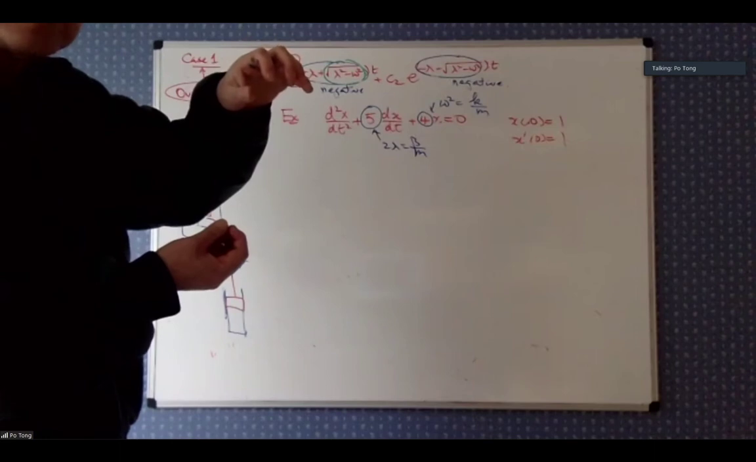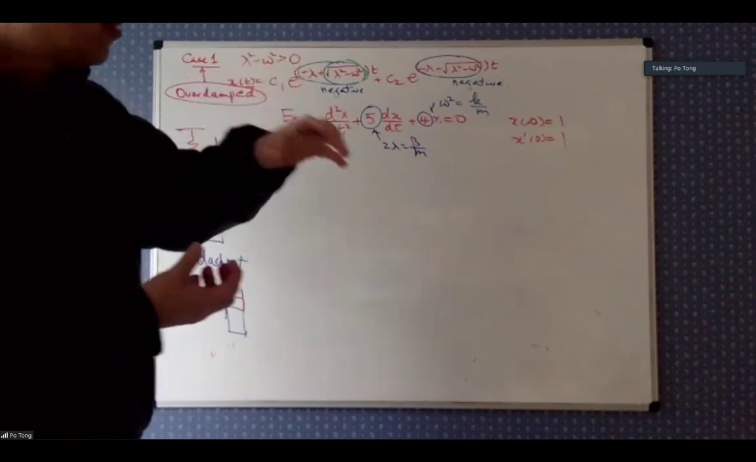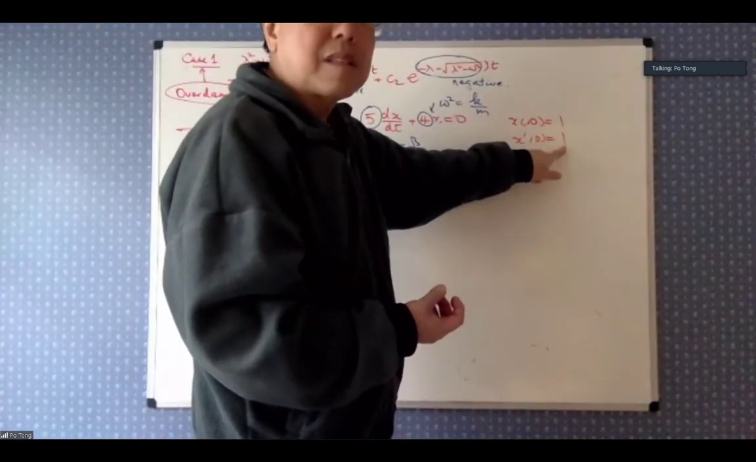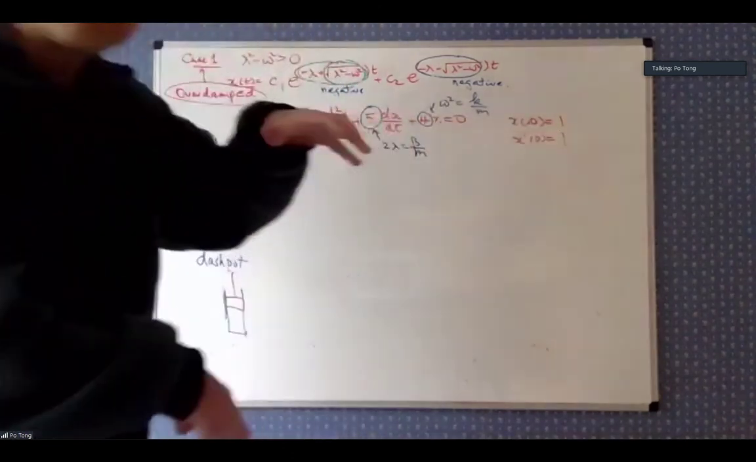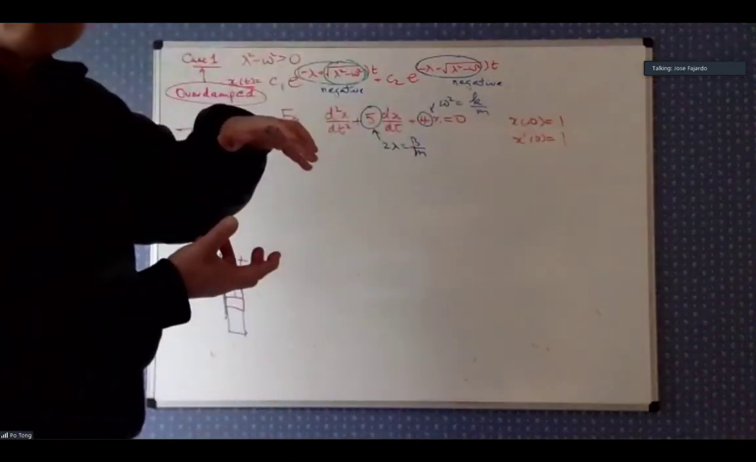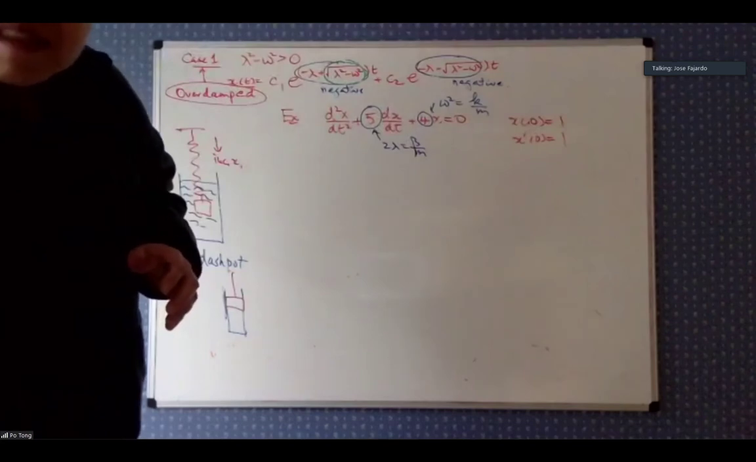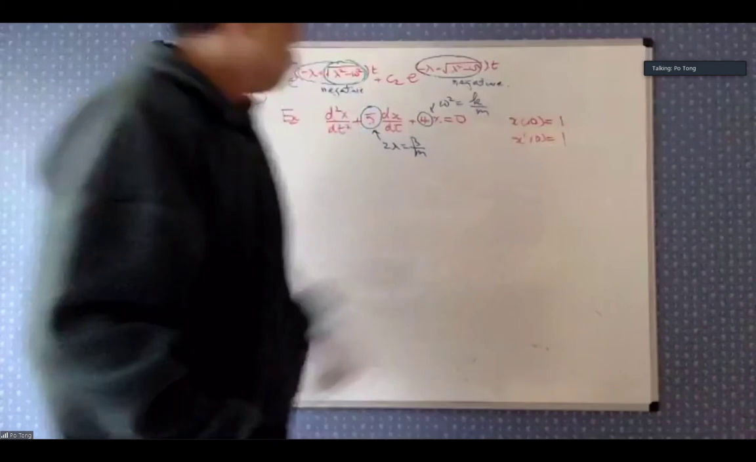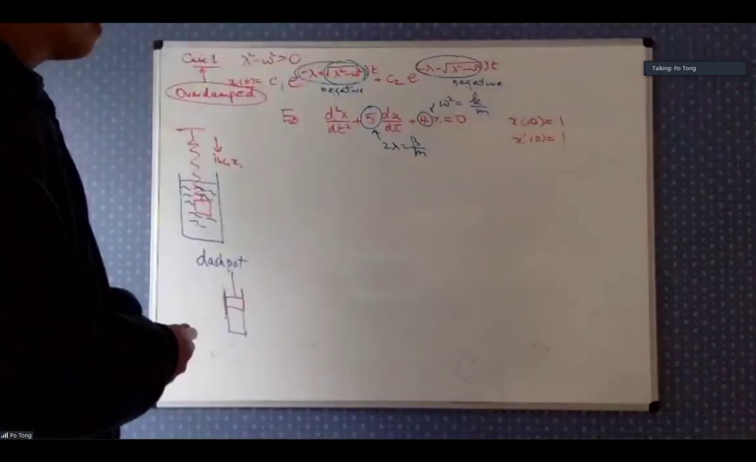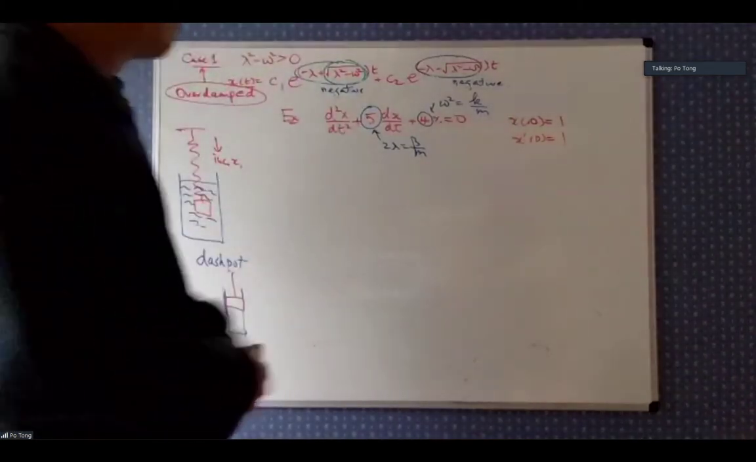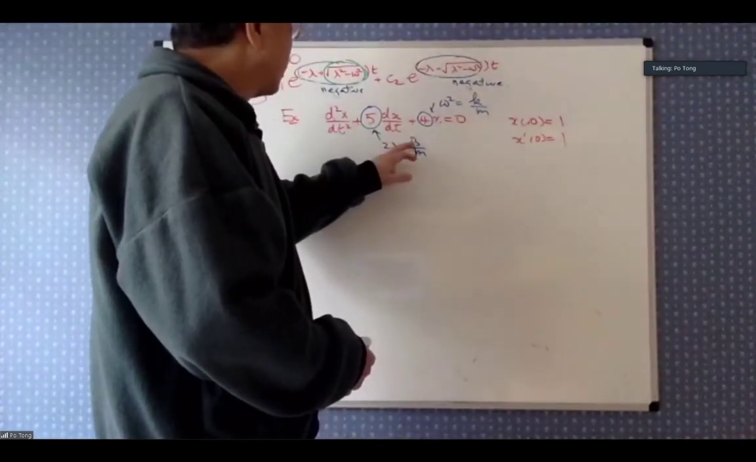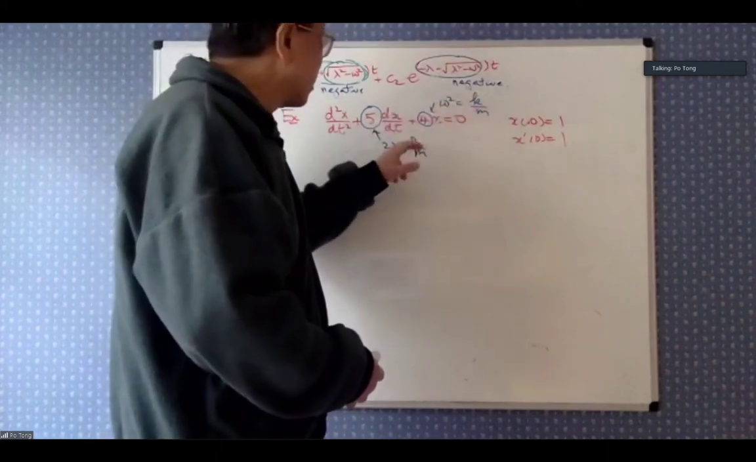Now, when you release it, you have a choice. You can just let go. You can push it up. If you just let go, then x prime 0 will be 0 because the initial velocity is 0. But you can push it down or push it up. I got it. Is it okay? So this is saying pushing it down with a velocity of 1.